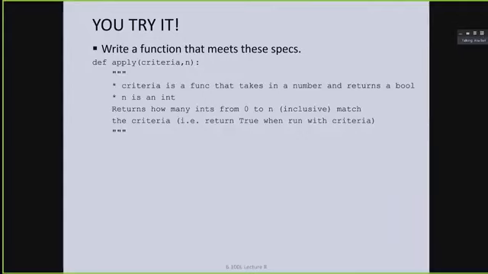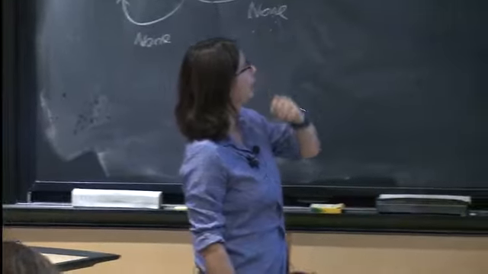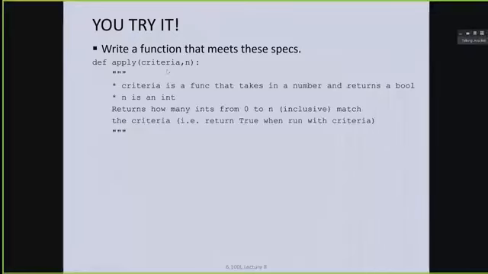Okay. Give you about a minute to try this. So write a function that meets the following specifications. So I have a function named apply. Criteria is a formal parameter, right? So at some point, you're going to have a function that does this. It takes an integer and returns a Boolean. Right? So however a function does that, that's what's going to be passed in. And then n is an integer.